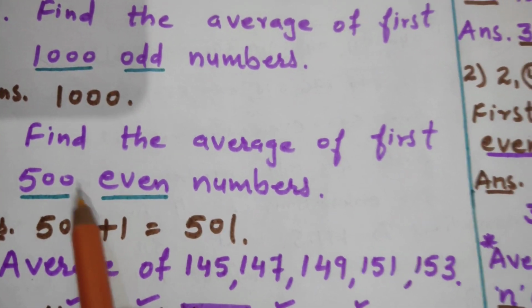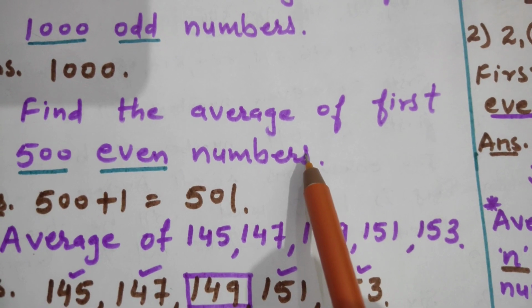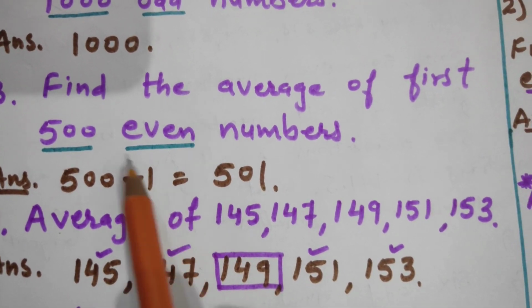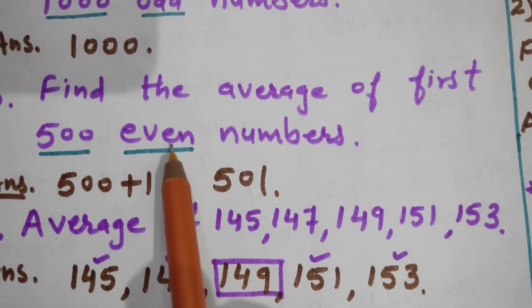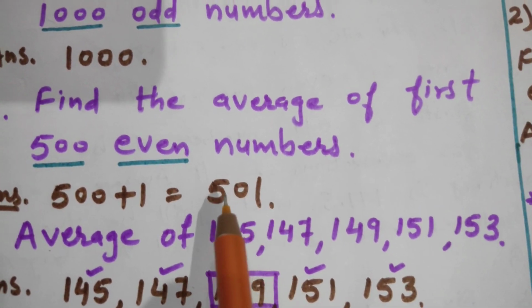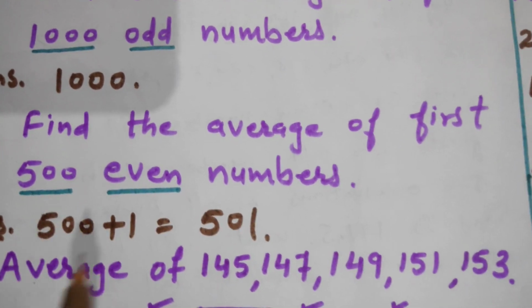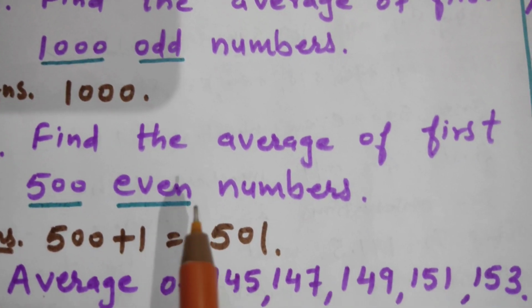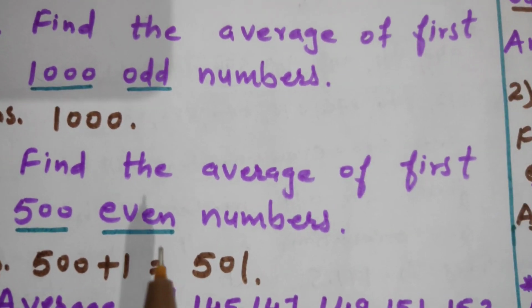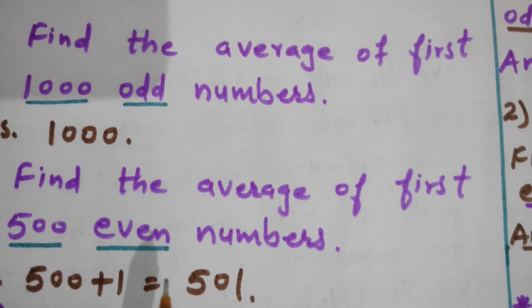Second, find the average of first 500 even numbers. Here the numbers are even. What I did? 500 plus 1. Whatever number is given here, if numbers are even, then I will add 1. 501 is my answer. Now you will say, ma'am, how to remember? If I forget, no need to remember. Let me make you very clear that maths is a subject where we don't need to memorize anything.